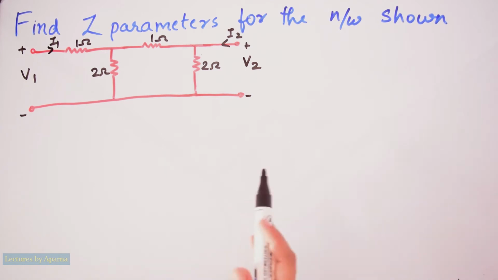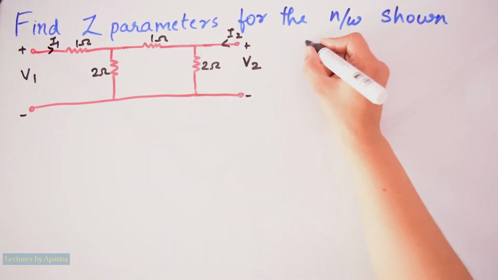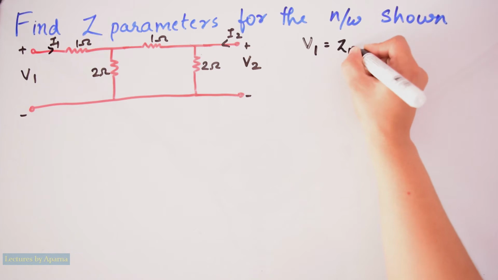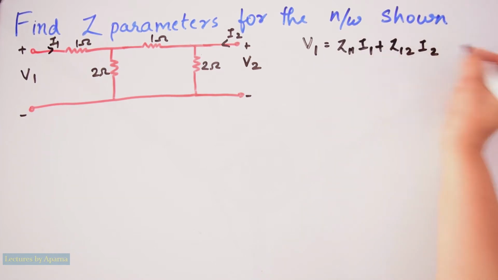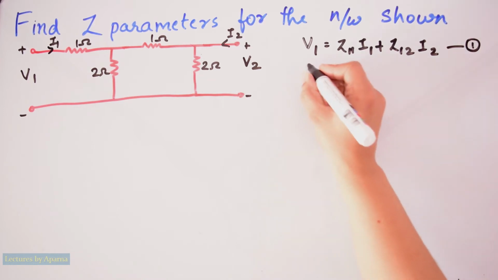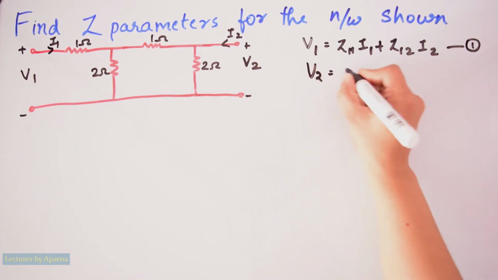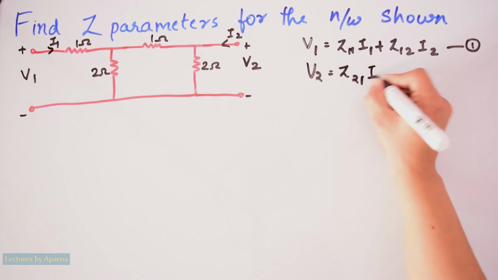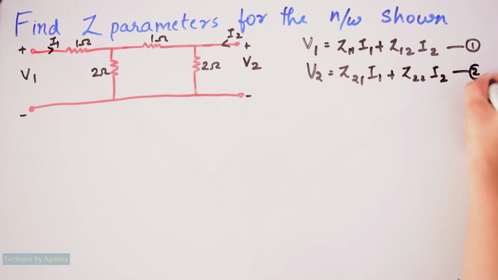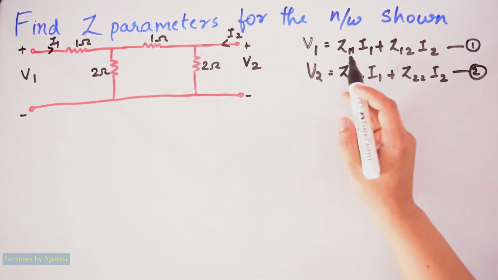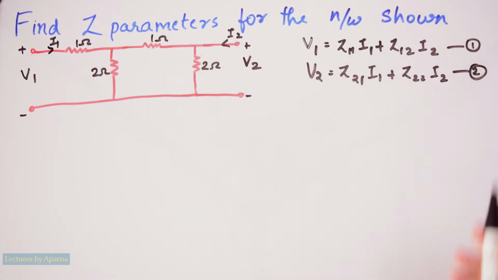The equation for Z parameters is given as V1 is equal to Z11 I1 plus Z12 I2. Let this be equation 1. And V2 is equal to Z21 I1 plus Z22 I2. Let this be equation 2. So Z11, Z12, Z21, Z22 are the Z parameters.